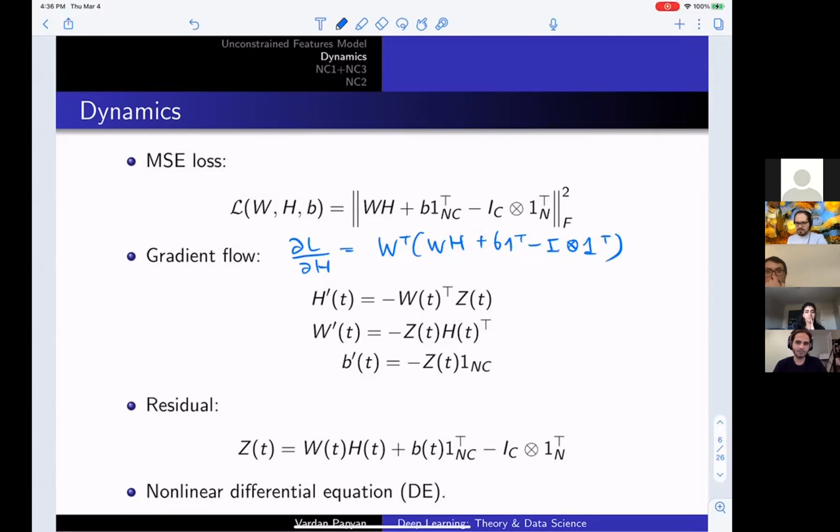What happens to the norm? There is no norm. Notice that L is a scalar, which is the loss. H is a matrix. So if you derive a scalar with respect to a matrix, you expect to get a matrix, right? And so this is the matrix you get. So there is no norm.